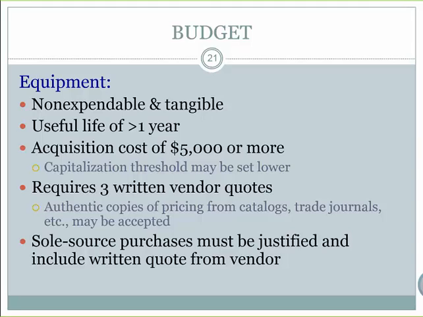Equipment. So equipment is anything that's non-expendable and tangible, has a useful life of over a year with an acquisition cost of $5,000 or more. That's the bar threshold, $5,000. You can make it lower if you want to, but it doesn't really benefit you to make it lower. But if you want to, it's up to you. You can set it wherever you want to set it. But if you do, when you submit your equipment documentation, tell us what your capitalization threshold is so we'll know.